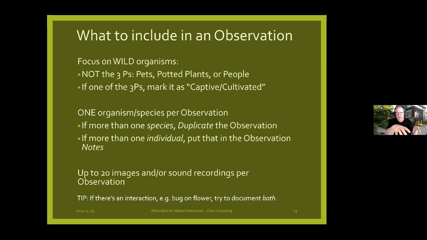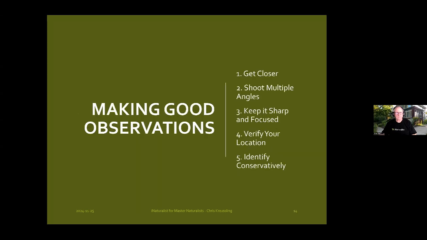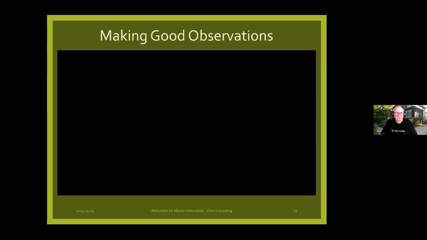One more thing, if there's an interaction between the two, like it's not just two different duck species on a lake, but it's like this is a bee visiting a flower, try to document both. You're both valuable, even if it's a garden plant, as long as you mark it as captive cultivated, it's a valuable observation because we can clearly see the plant that the bee was visiting. Okay. More about observations.